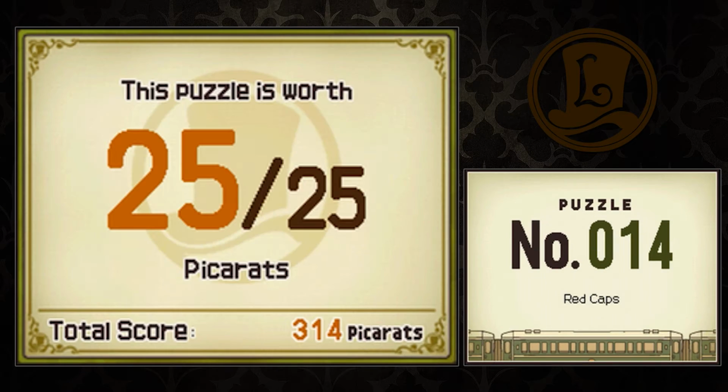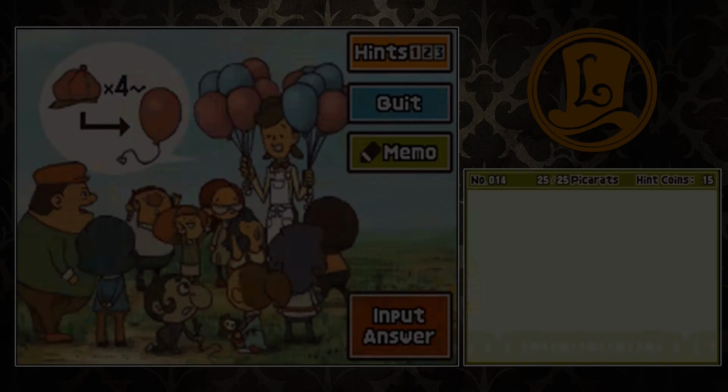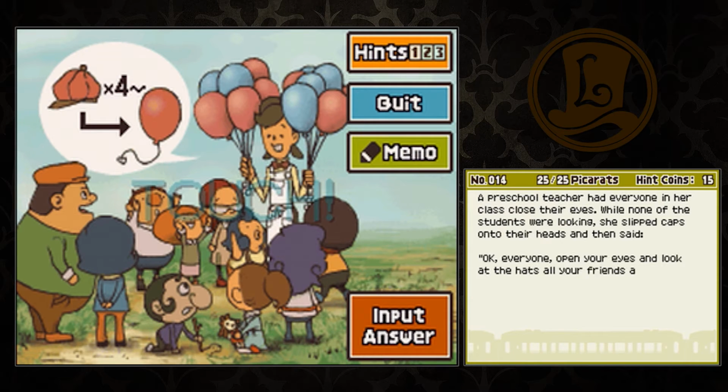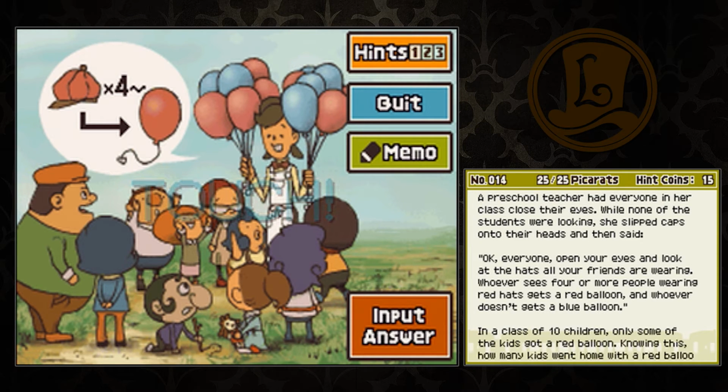Number 14, red caps. A preschool teacher had everyone in her class close their eyes. While none of the students were looking, she slipped caps onto their heads and then said, "Okay, everyone, open your eyes and look at all the hats all your friends are wearing. Whoever sees 4 or more people wearing red hats gets a red balloon, and whoever doesn't gets a blue balloon." In a class of 10 children, only some of the kids got a red balloon. Knowing this, how many kids went home with the red balloon?